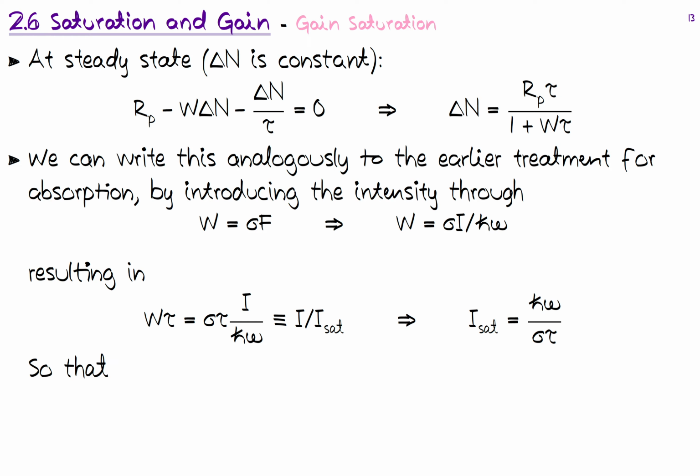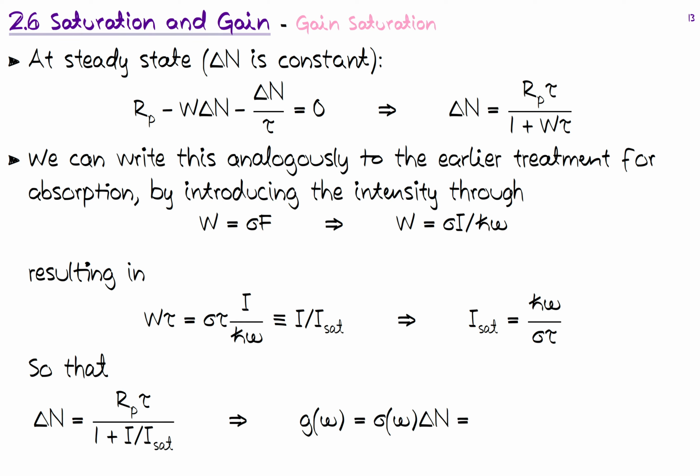So we can write that the population difference, population inversion delta N, equals the pumping rate Rp times tau divided by 1 plus I over saturation intensity. So essentially we can write that the line function is of this form. Line function is the absorption or stimulated emission cross-section times the population inversion. So we can write it simply in this way.